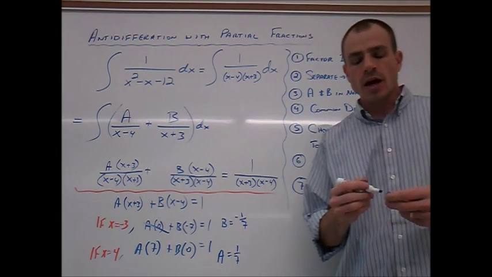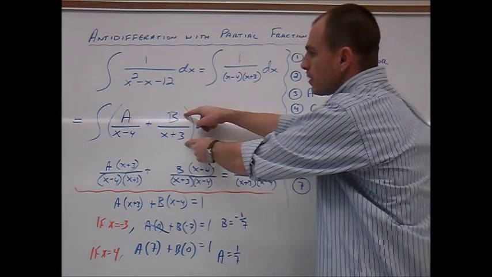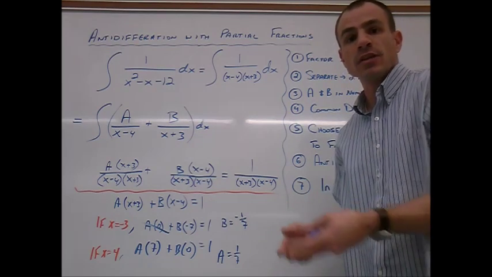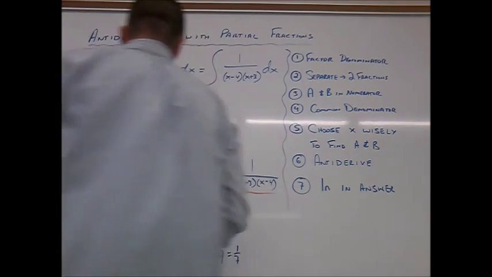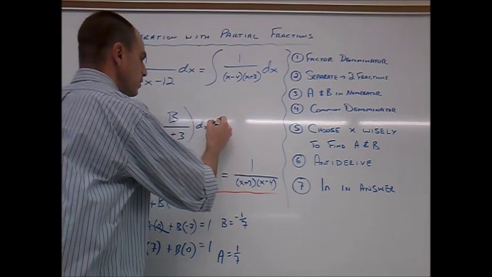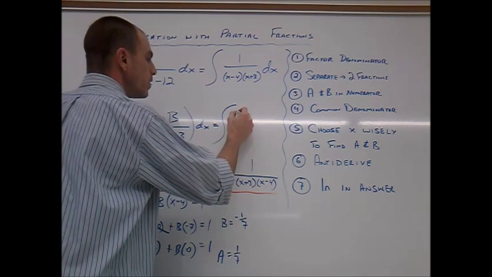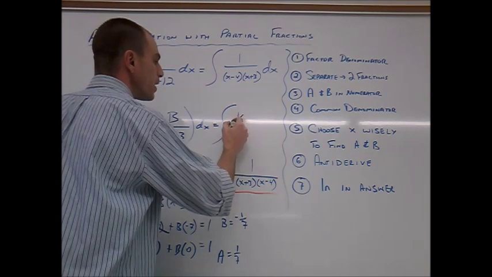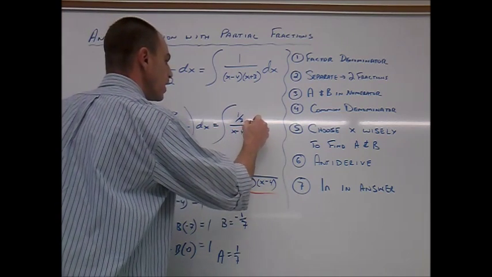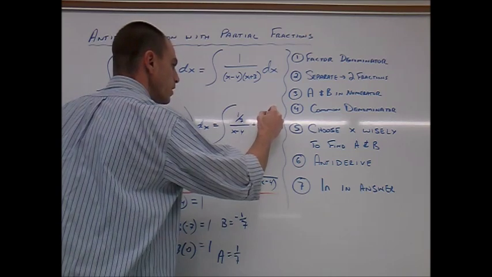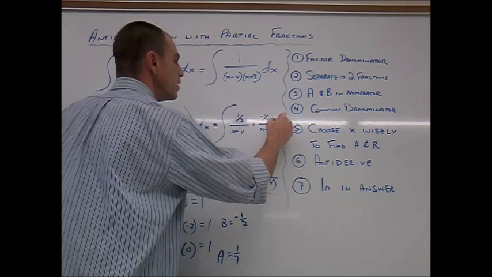Okay, so now that we figured out what a and b are, we can go back up here and sub them in. We can sub in 1/7 for a and negative 1/7 for b. All right, so that gives us the antiderivative. I'm just going to write it up in the numerator for now. I know it gets a little messy, but just bear with me. 1/7 over x minus 4 plus negative 1/7 over x plus 3 dx.